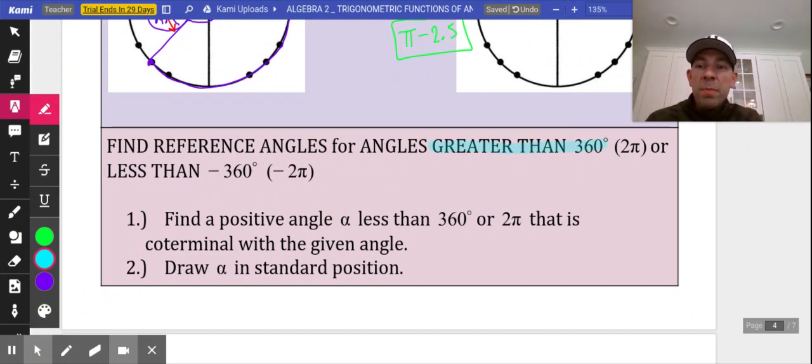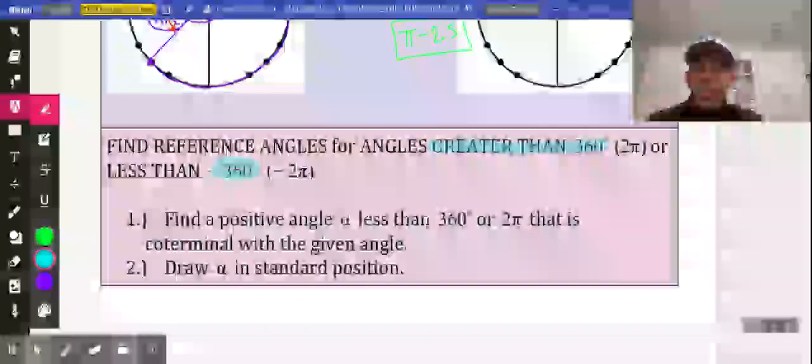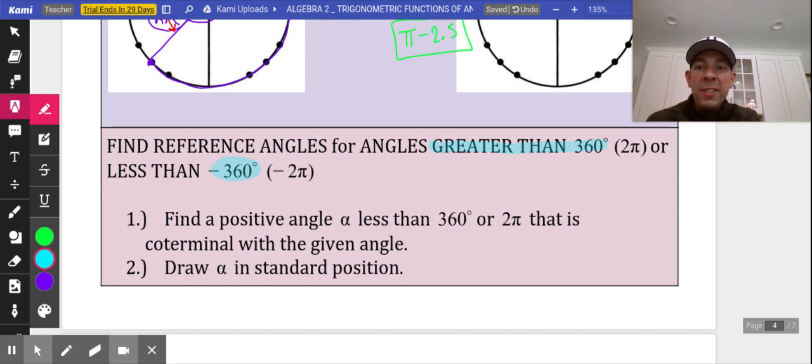Or what if it's smaller? Oh, shoot, I should have said less than 0. Change this. This should say 0 right here. Well, what if it's less than 0? Basically, what if it's negative, right?